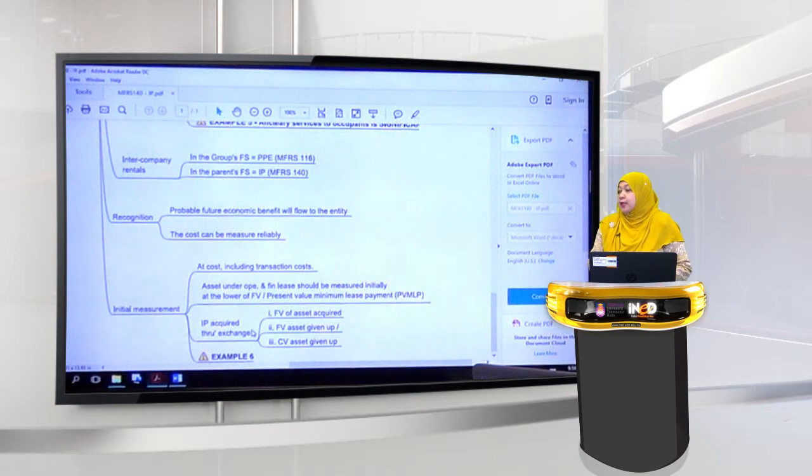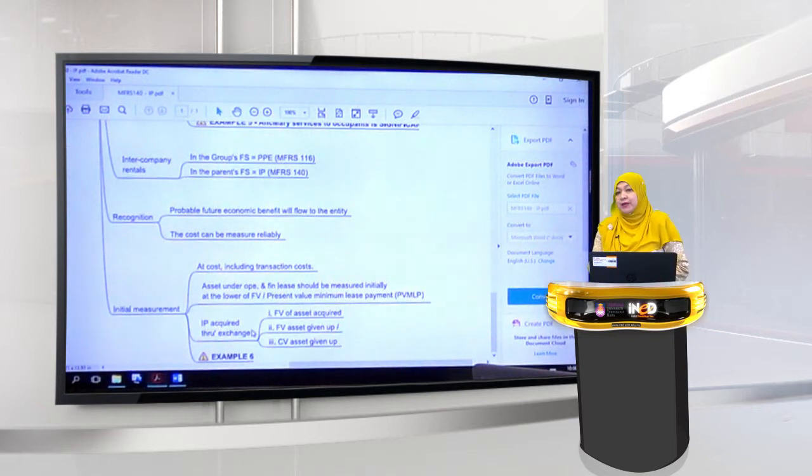Okay. If, let's say, we do not have the fair value of the asset acquired, then what we need to do is rely on the fair value of the asset given up. Alright. So, repeat again. Now, the fair value of the asset, if let's say investment property is acquired through exchange, meaning that we acquire investment property and in return we give up 5 units of motor vehicles, alright, then what we need to do is rely on the fair value of the asset acquired.